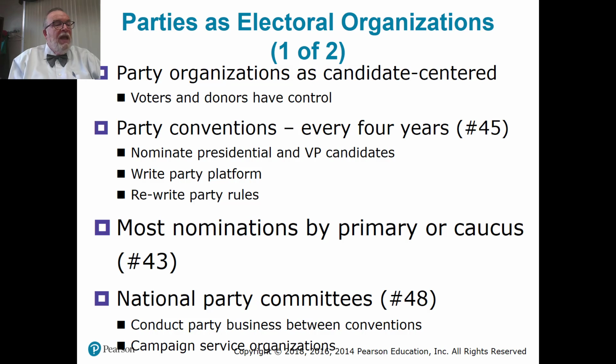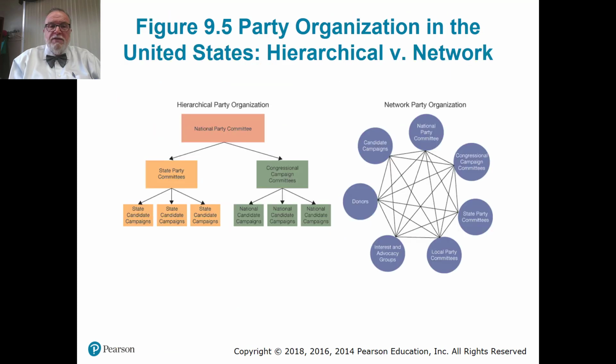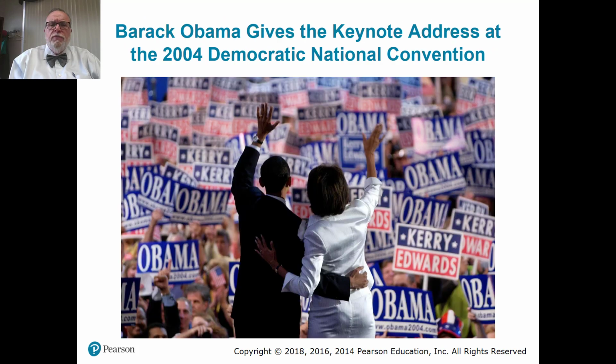And then number 48, what body governs the major political parties? And each party has a national committee, Republican National Committee and Democratic National Committee. They conduct the party business between the conventions, and they also help to serve as a campaign organization to the 50 states. So here's the hierarchical one or a network one. I think a lot of candidates today use a more network structure.